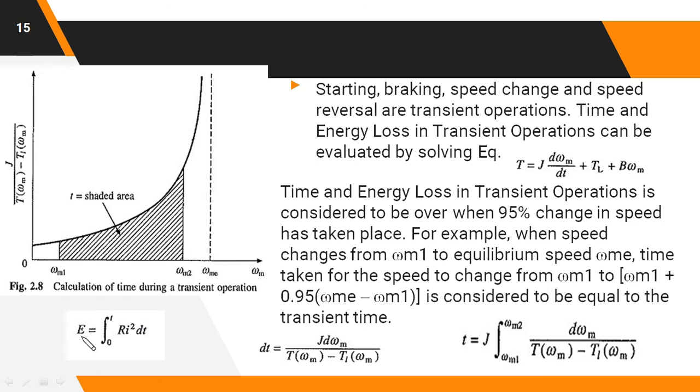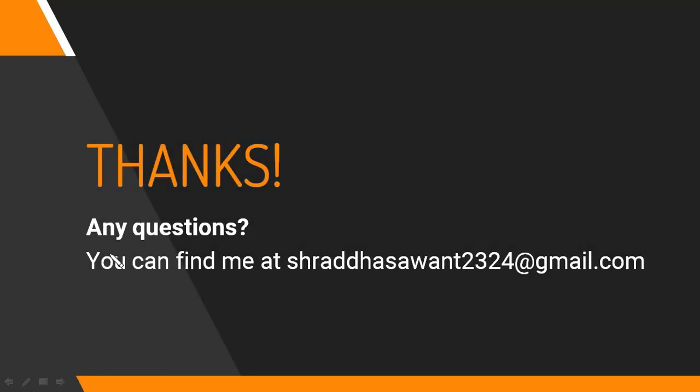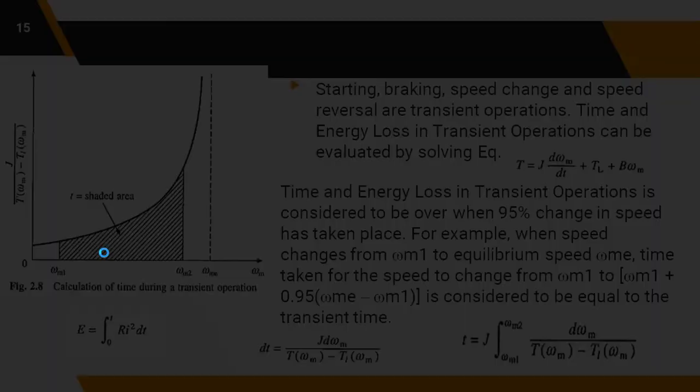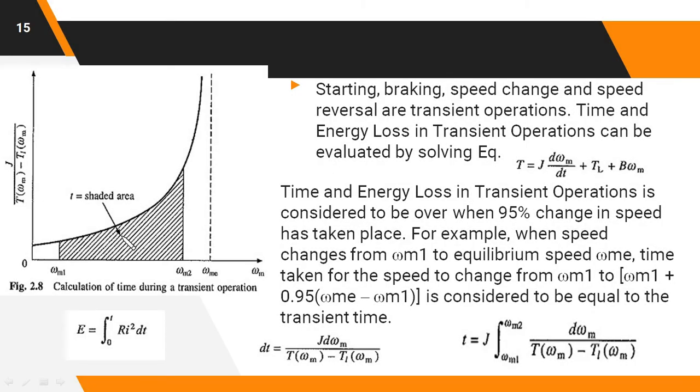So what is this E? E is nothing but the energy dissipated in the motor winding during a transient operation. For calculation of energy loss in a transient operation of the motor, we have to take 0 to t as the integration time limit. R is the winding resistance and I1 is the current flowing through that winding. So what is the graph indicating? On the x-axis omega m is there, on the y-axis this term is there, and if you plot the graph, this shaded portion shows the energy for time t in a transient operation.